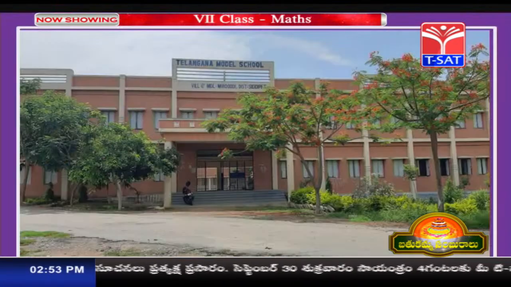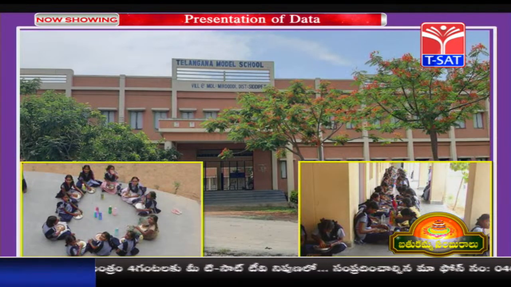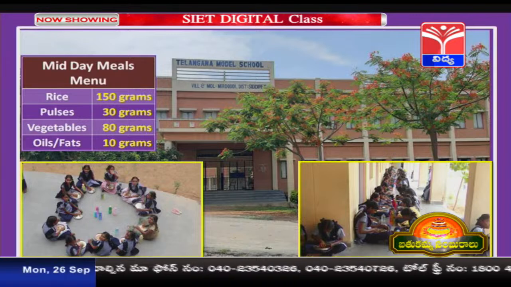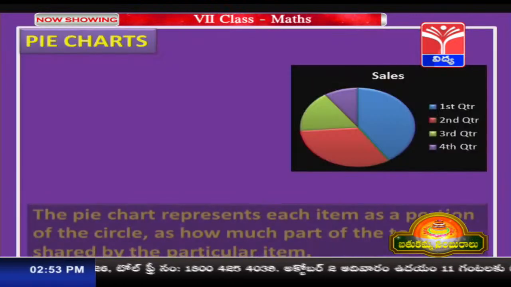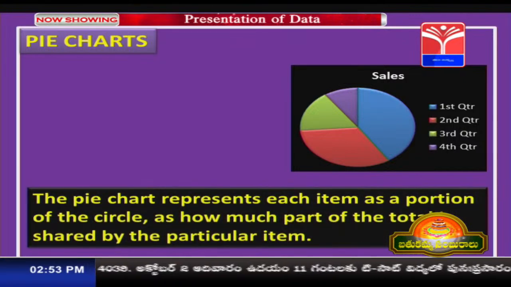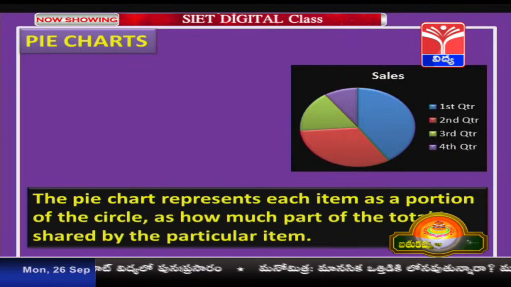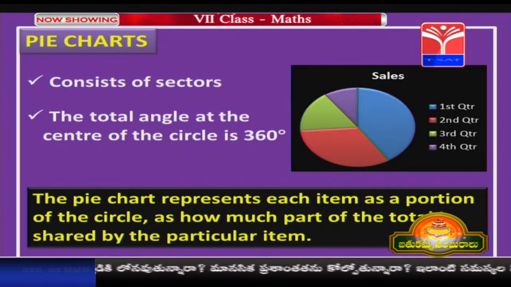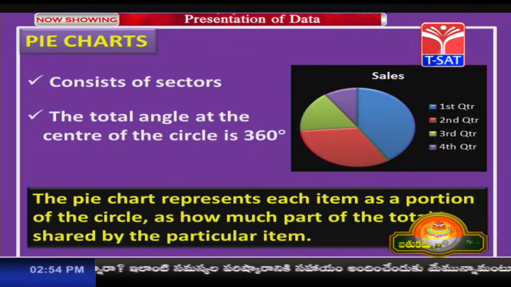Let us come back to our school. Already we have seen the midday meals program, right, and the menu will also be there on your notice board. Now, let us draw the pie chart for the same data. A pie chart actually consists of a circle which is divided into sectors. And what is the angle at the center of the circle, children? Yes, it is 360 degrees.